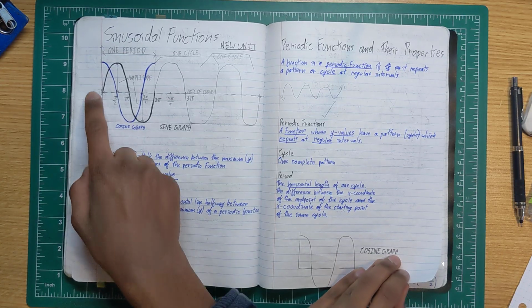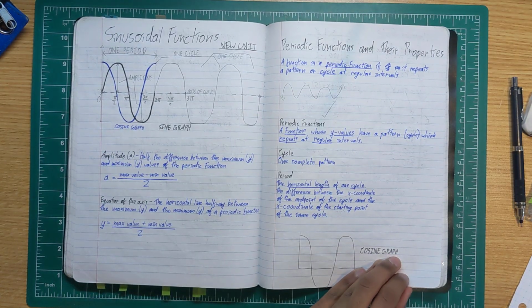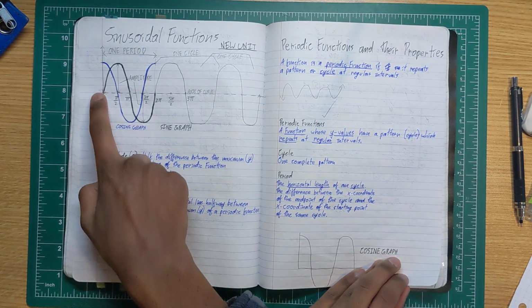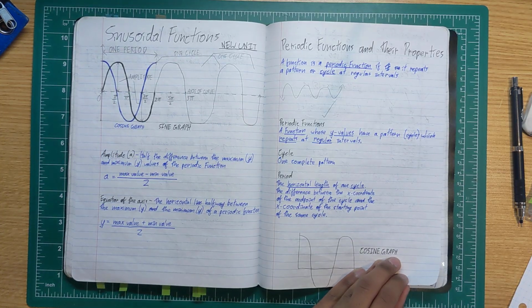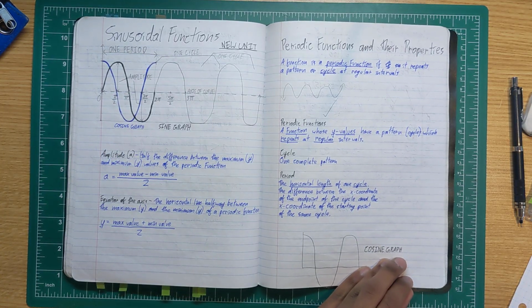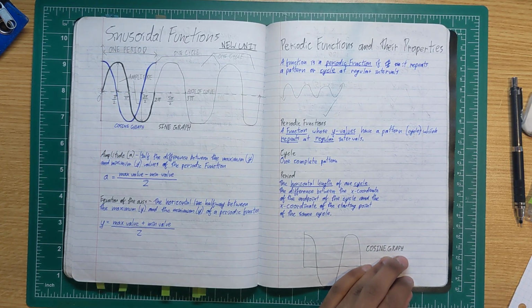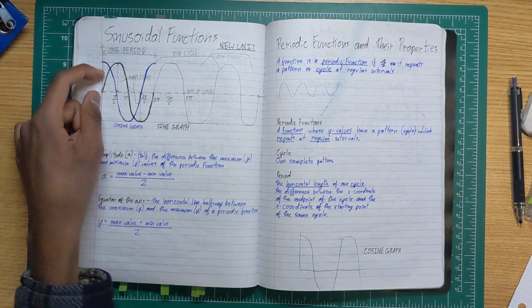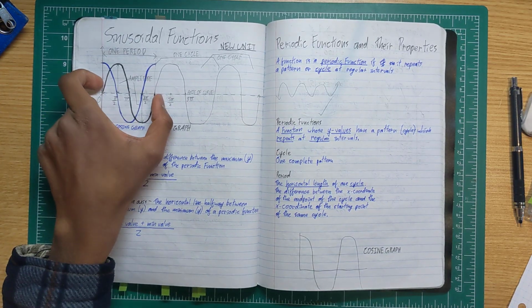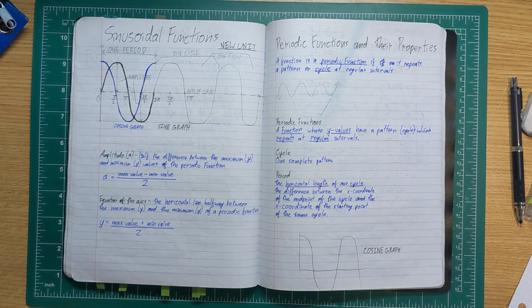Cycle is one complete pattern from 0, to back to 0. One period is the horizontal length of one cycle. So one period of this black function would be 2 pi. Pi being 180 degrees, 2 pi would be 360 degrees.